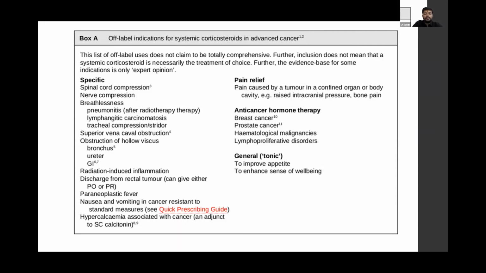Anti-cancer hormone therapy in breast cancer, prostate, hematological malignancy, and lymphoproliferative disorder. And in general use, it is used to improve appetite and enhance the sense of well-being. So it is a general tonic.